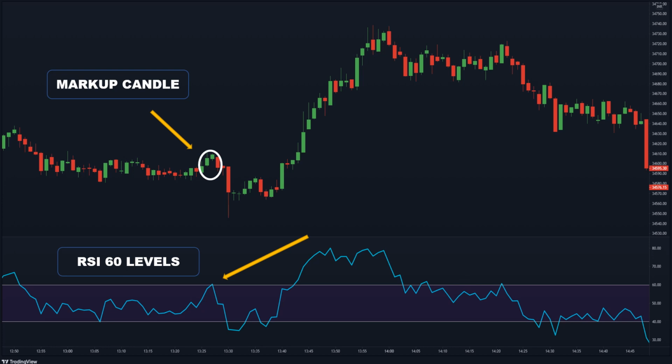60 RSI levels are the potential zone where both buyers and sellers will have a huge tug of war, and the output derives the direction of the price. This is the importance of 60 RSI levels and the markup candle strength.